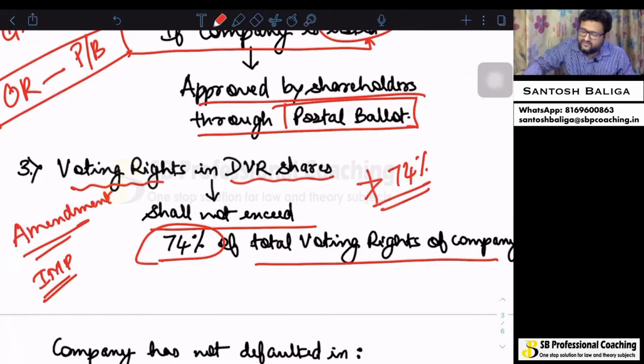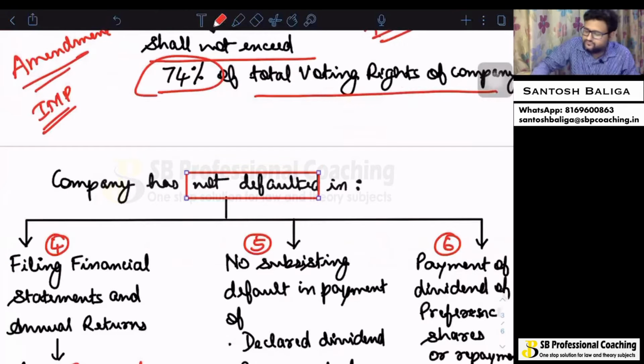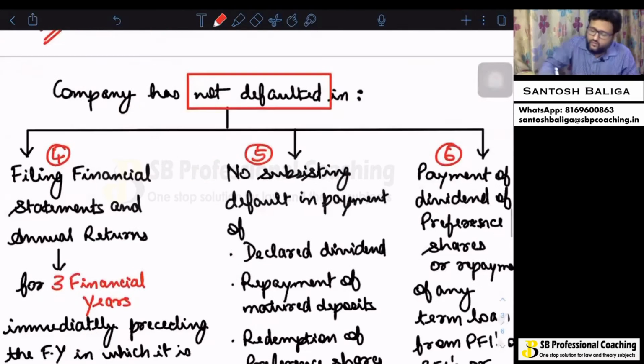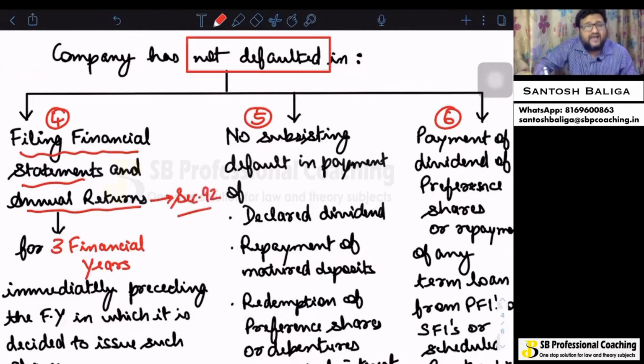The next point is that the company has not defaulted in three main points. One, filing of financial statements and annual return. In which section do we file annual returns? We file it under Section 92. I have uploaded a video on Section 92, filing of annual returns. Do check it out by just searching on my channel. I think it is my first video. So you can go and check that video and get conceptual clarity about filing of annual returns also.